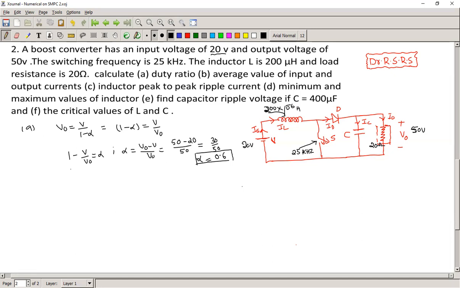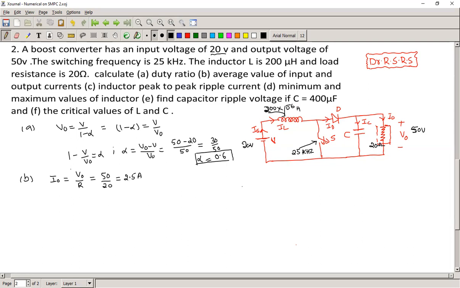Next, the average value of input and output currents. First we are finding the output current. The average value of output current equals output voltage by resistance, so V naught by R is 50 by 20. The current becomes 2.5 amperes, the average value of output current.